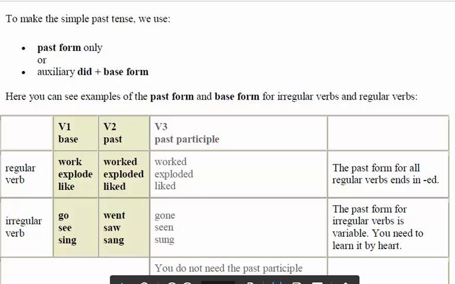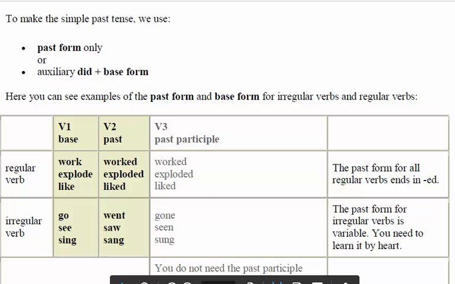Then irregular verbs, something like go, see, sing. Its past form is go, went, and the past participle is gone. So it is the first form of the verb, the second form of the verb, and the third form of the verb. The first form is go, the second form, or the past form, is went, and the past participle is gone. Go, went, gone. See, saw, seen.